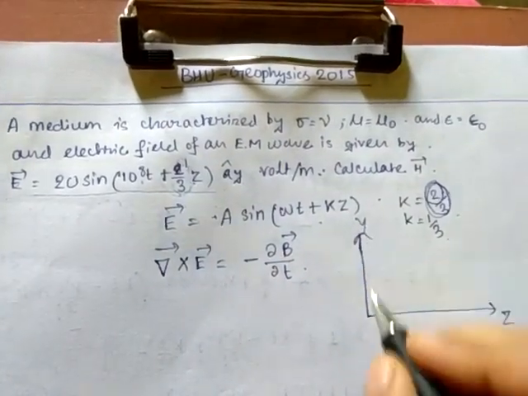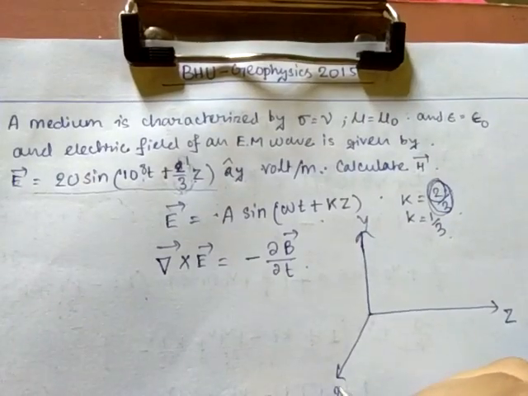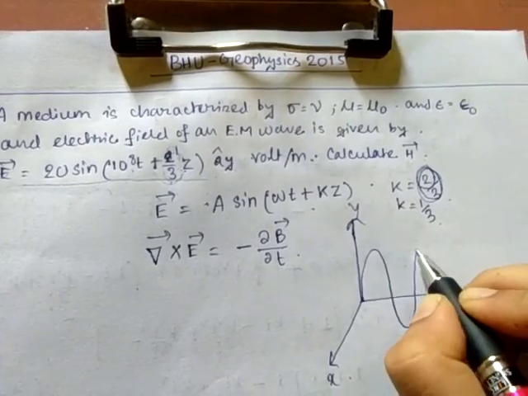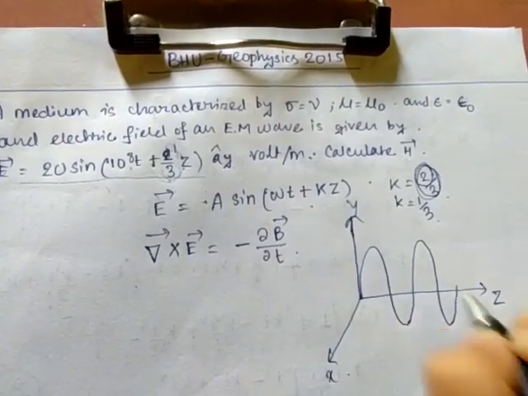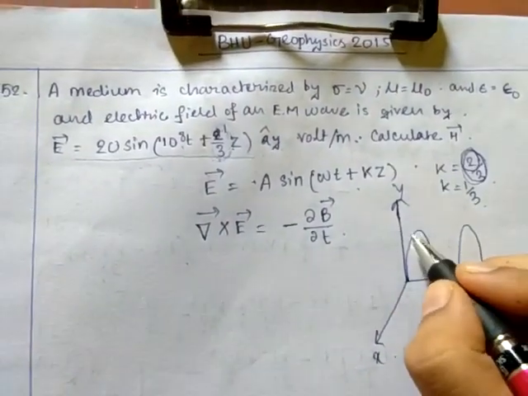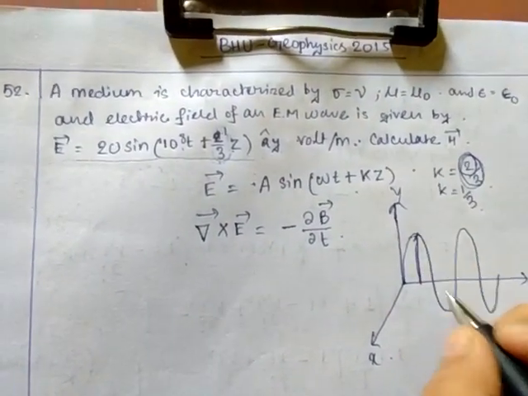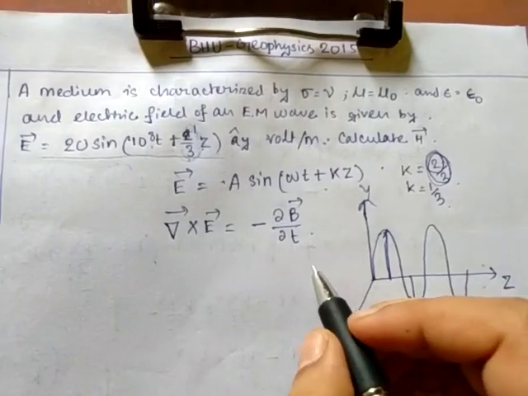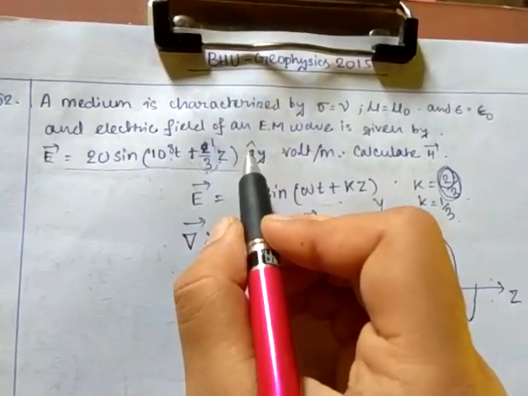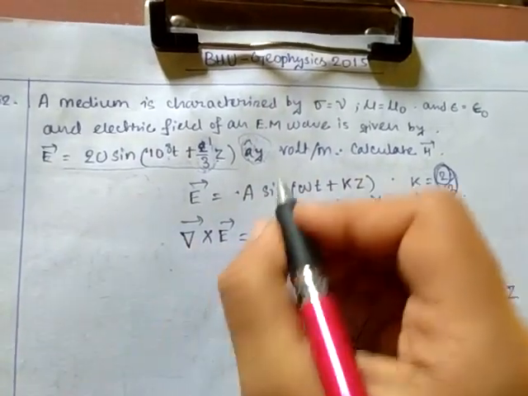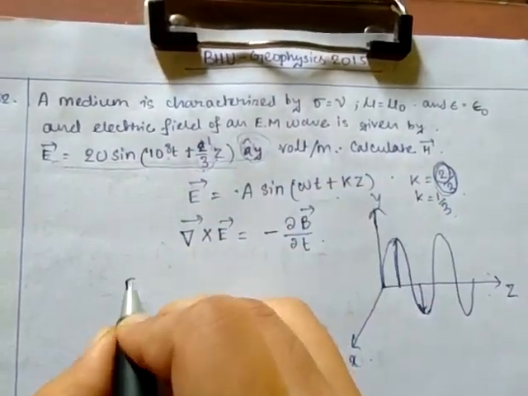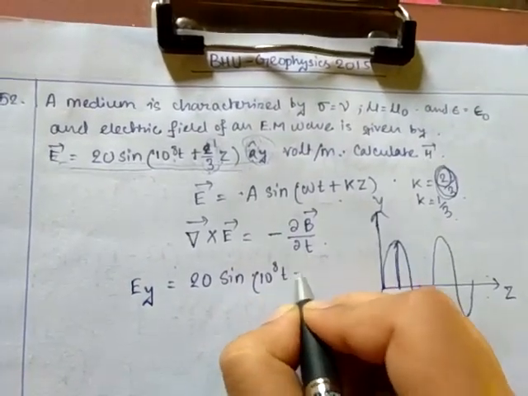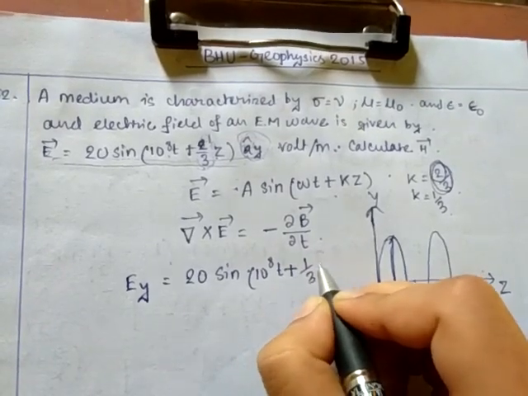So I am giving x, y, and this is our x. So the electric field will be like this. The vibration is along y axis and the wave is proceeding along z axis. Therefore, since it has mentioned here a cap y, you can either write it like this, or you can write Ey equals 20 sine (10 to the power 8 t plus 1 by 3 z).